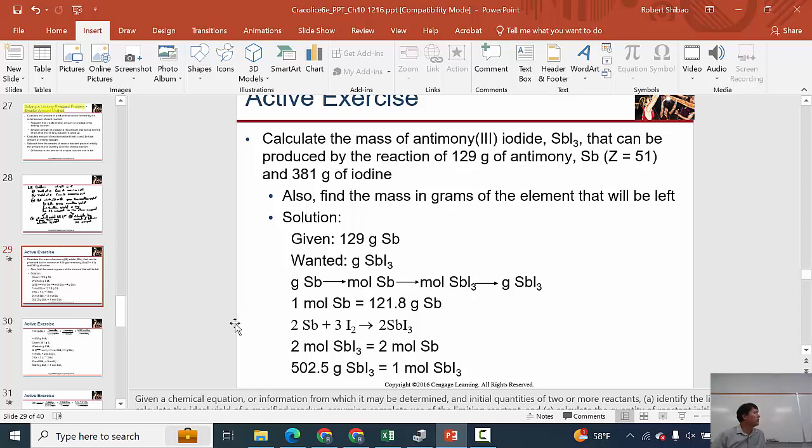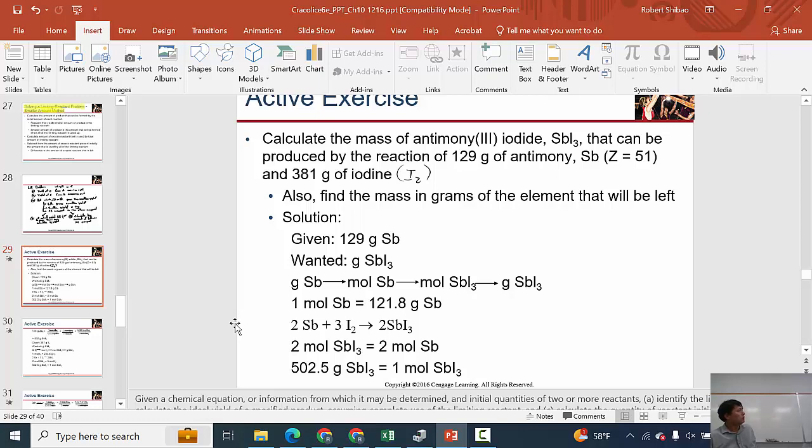That can be produced by the reaction of 129 grams of antimony. This is elemental antimony. And 381 grams of iodine. So iodine is elemental iodine, which would be I2. It's a diatomic element.